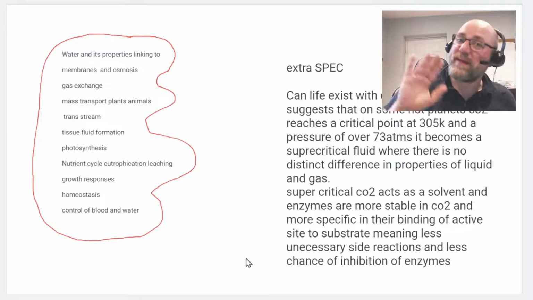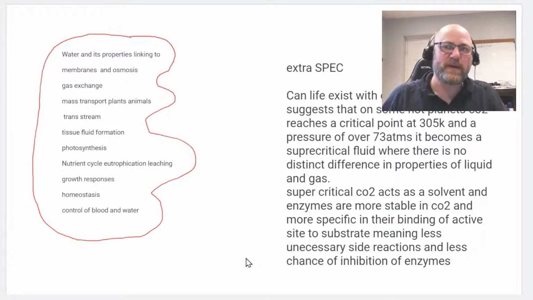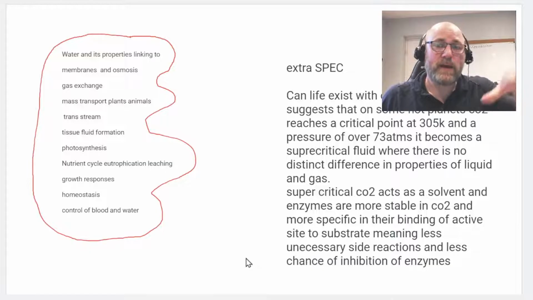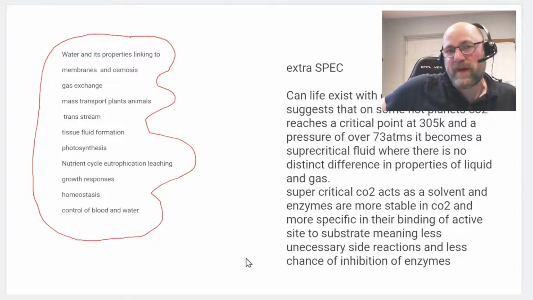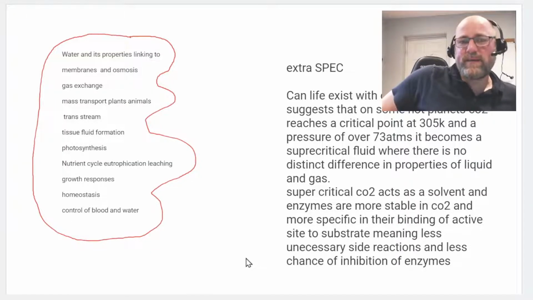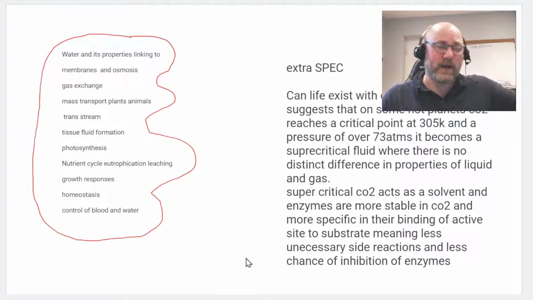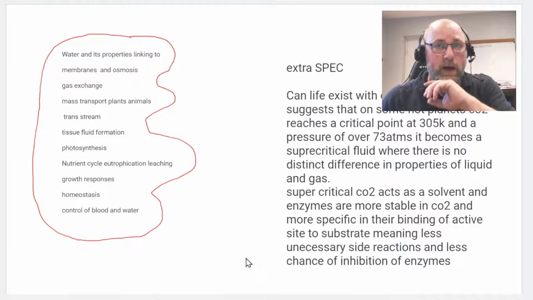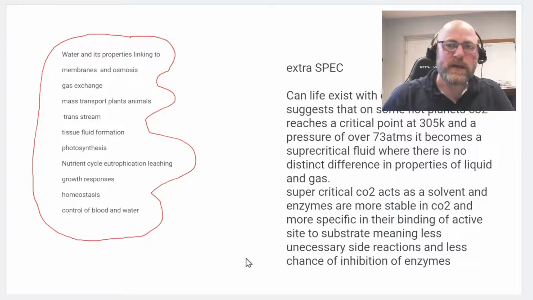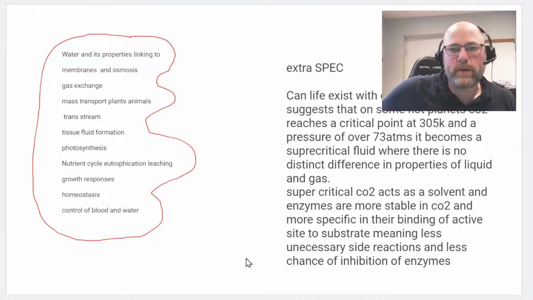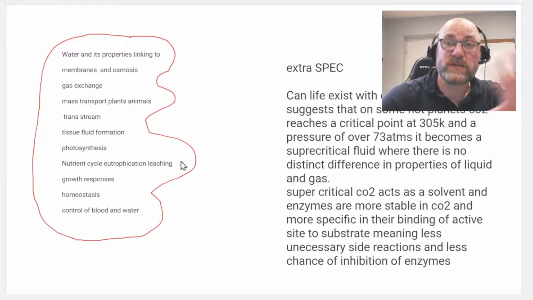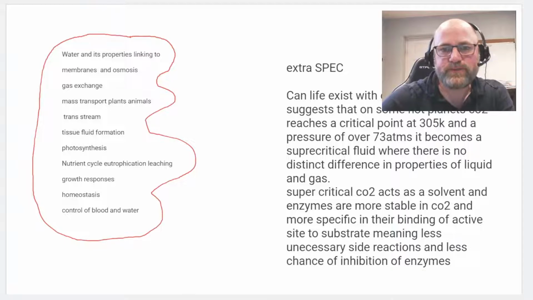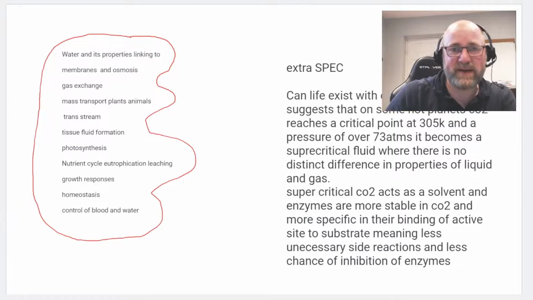And apparently, if carbon dioxide becomes a supercritical fluid, and it needs a special temperature, 305 Kelvin and 73 atmospheres, for it to become this supercritical fluid, then apparently enzymes are more stable and their active sites even more specific. So less likely to be inhibited and that kind of thing. So less likely to undergo unnecessary side reactions or to suffer from competitive inhibitors because their active sites become specific. I mean, they could still be affected by non-competitive at the allosteric site. But yeah, that's an extra spec bit. But to be honest, once I know that water links to cholera, I'm just going to use that. But for those of you that don't want to get funky, yeah, that's another one there.